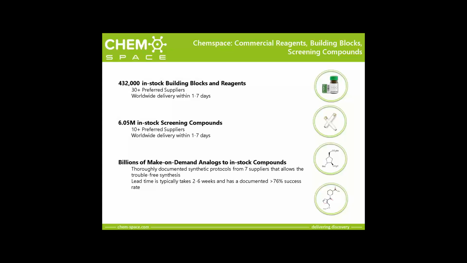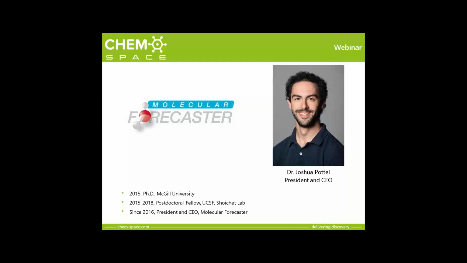The catalog, as I said, contains 1.6 billion molecules, out of which we have over 430,000 in-stock building blocks and over 6 million in-stock screening compounds provided by renowned suppliers. Along with that, we have billions of make-on-demand analogs to these in-stock compounds that can be delivered pretty fast and reliably by our partners. With such a large catalog, we want it to be really useful for the customers and for the research community in general. We also have collaborations with companies like Molecular Forecaster, who can use our catalog and help their customers resolve their problems.